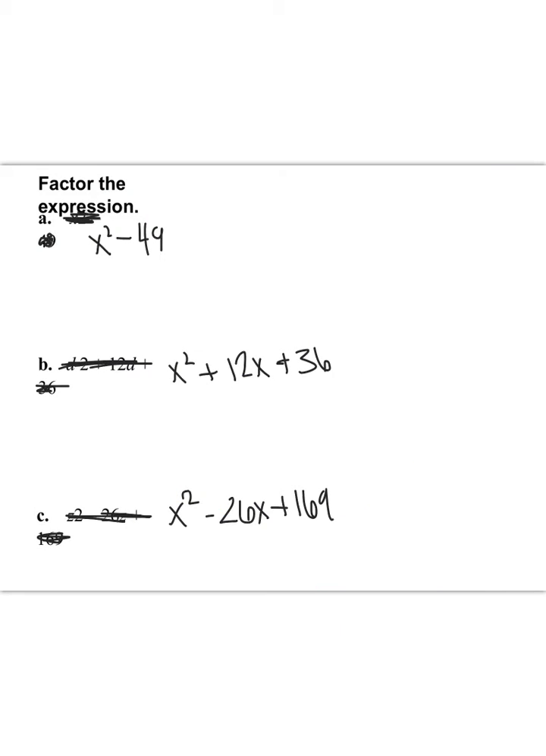Okay, here's some more examples. The directions say to factor, so we have an x squared minus 49 for the first one. Well, what do we notice about 49? 49 is a square number, right? 7 times 7 gives us 49. That means when we factor into two binomials, we're going to get x minus 7 and x plus 7. And you could FOIL this out to check your answer, but I'm going to go on to example B.